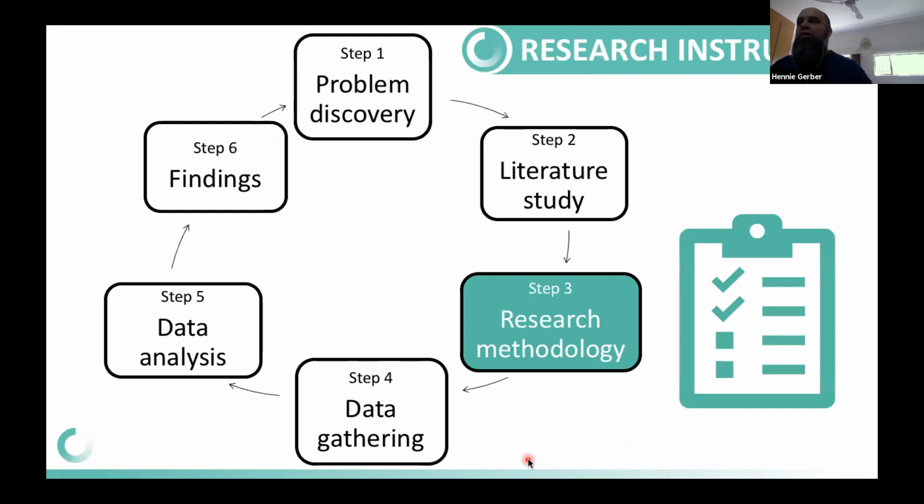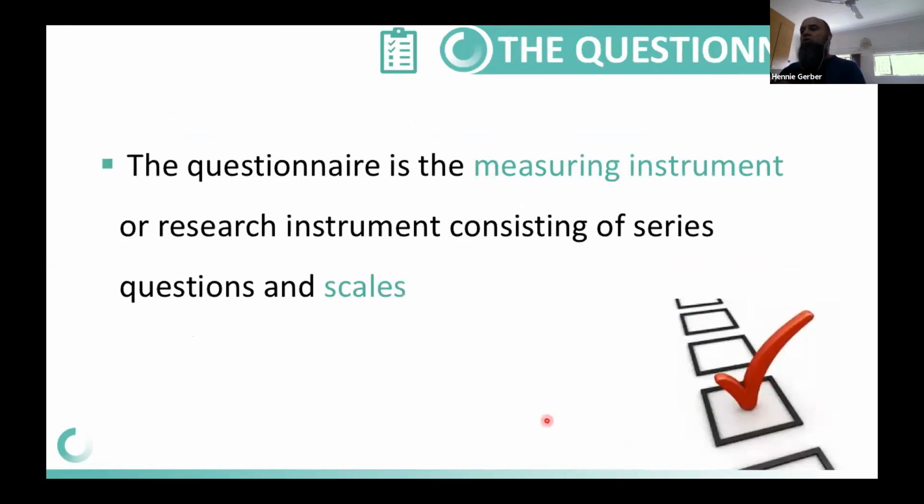Okay, let us look at the next thing. We're still busy with research methodology. Now we're looking at the questionnaire or your research instrument. What is the questionnaire? Remember, we're busy with the quantitative approach. The questionnaire is a measuring instrument consisting of a series of questions and scales.